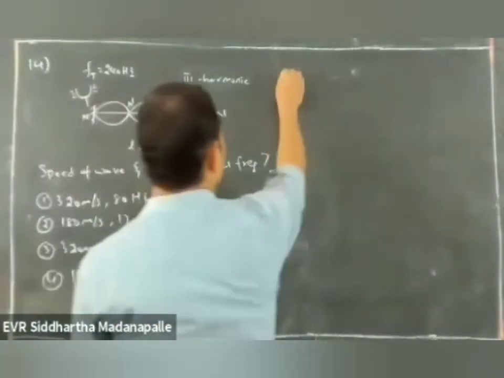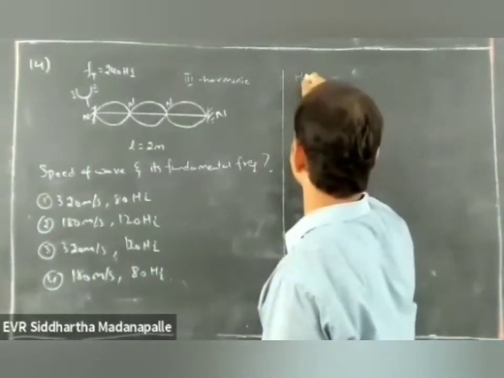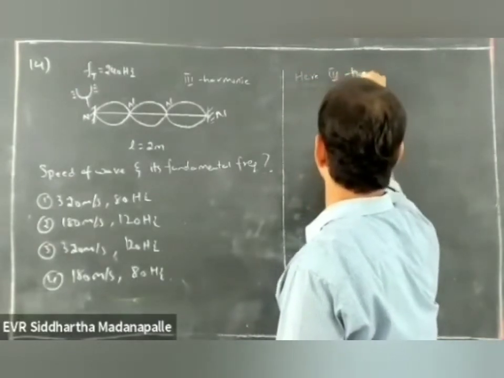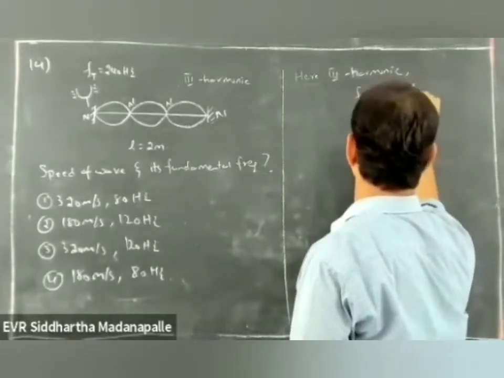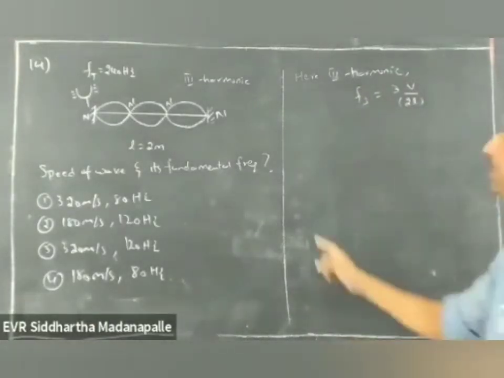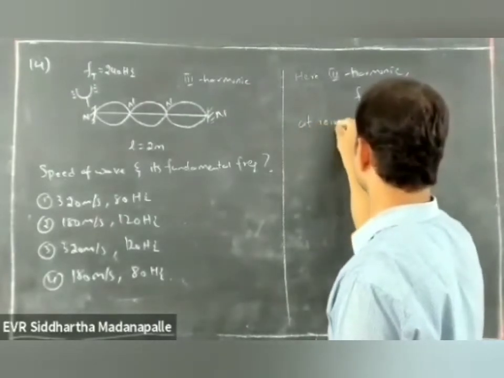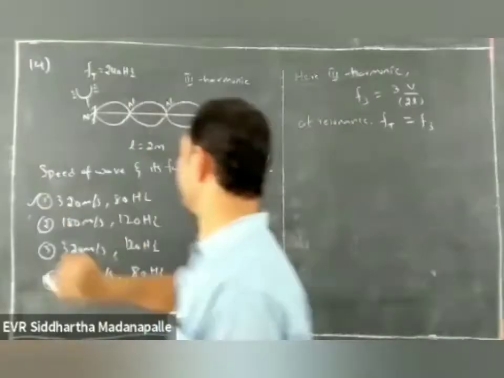Tell me, what will be the option here? Third harmonic means F3, F3 is equal to 3 times V by 2L here. Now here at resonance, the frequency of the tuning fork is equal to F3. Tell me an option. First option, sir. Right, the first one is the option.